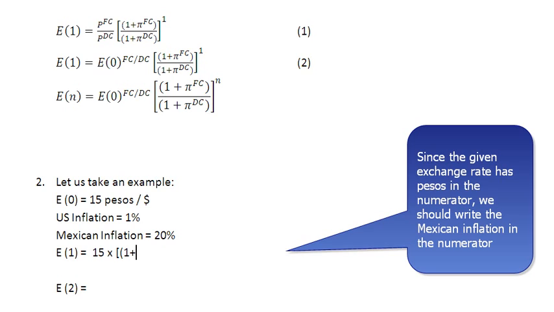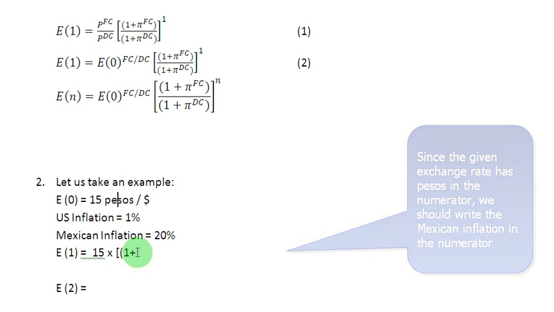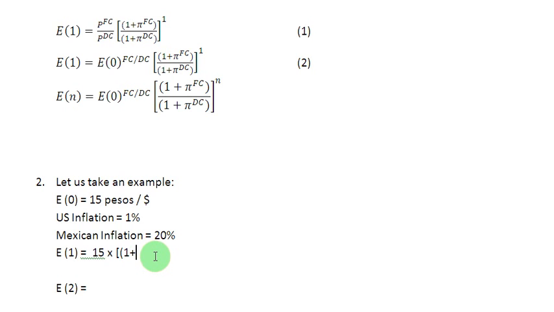And that can be found out by looking at the order of the currencies in our current exchange rate. The current exchange rate, my friends, is denoted as pesos per dollar. So the Mexican currency is appearing first, and therefore we should write the Mexican inflation rate first. So I'm going to write here 0.20 and closing the bracket. Then I'm going to divide this thing by 1 plus the US inflation rate, which is 1%.